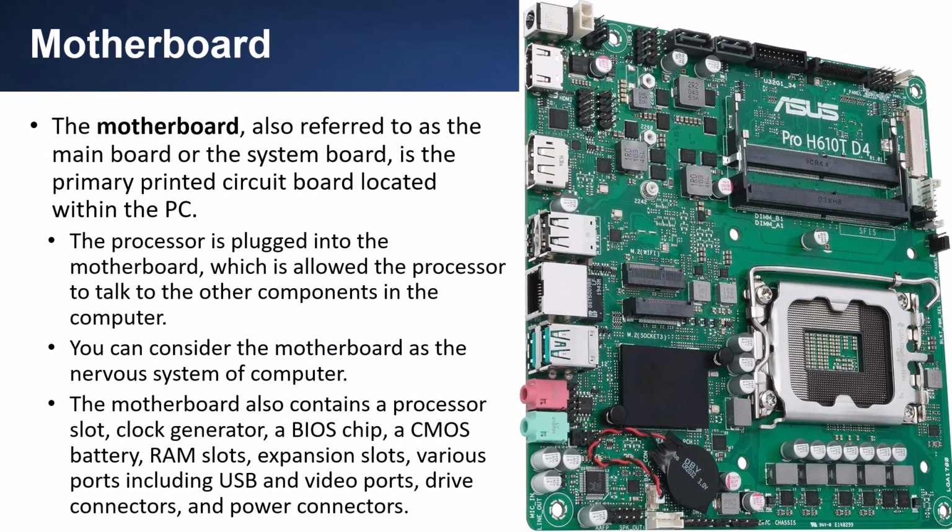The motherboard is also referred to as the main board or the system board. It is the primary printed circuit board located within the PC. The processor is plugged into the motherboard, which allows the processor to talk to the other components in the computer. You can consider the motherboard as the nervous system of the computer.